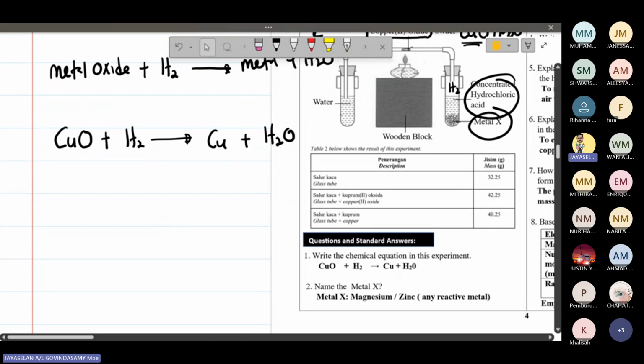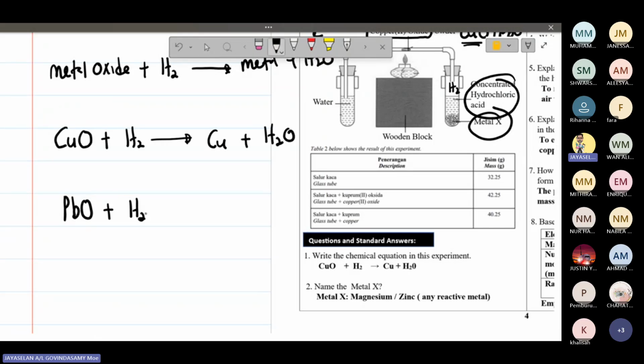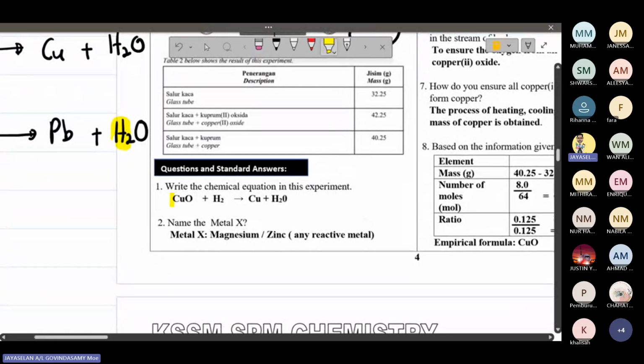We can replace with one more metal oxide, right? Which is PbO. Kalau dalam exam dia bagi macam ni, suruh kamu buat the equation. Please remember, bila you nampak hydrogen, dia akan rampas oxygen and it will form water molecule. Okay, what will happen to Pb? The equation balance or not? You tengok hydrogen depan belakang. Kalau balance, everything balance. Hydrogen ini dua kan? Sini pun dua kan? So the equation balance. You guys already score 1 mark. Any question? Okay, write the chemical equation.